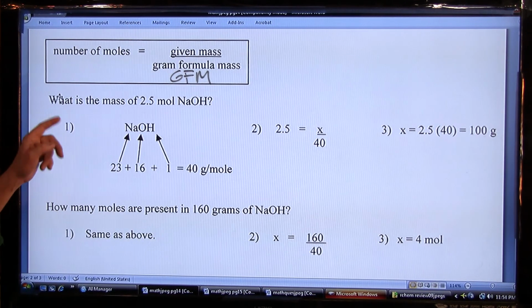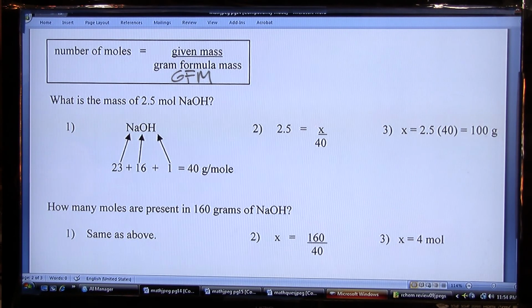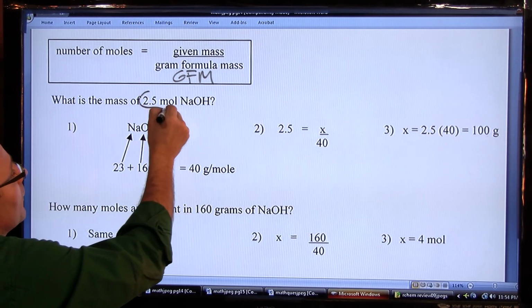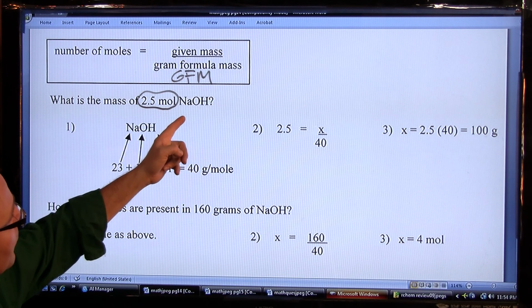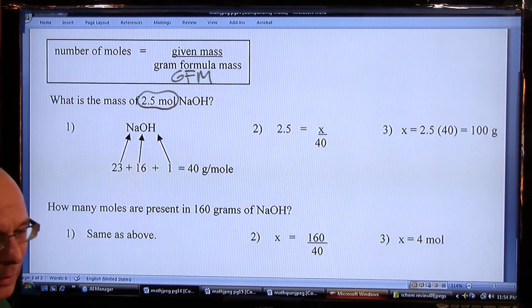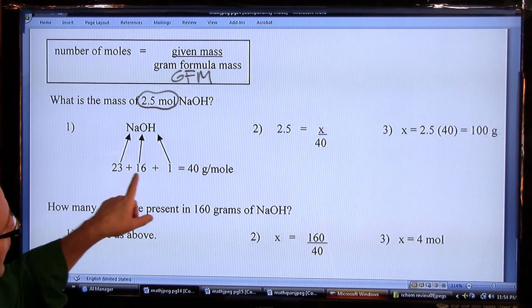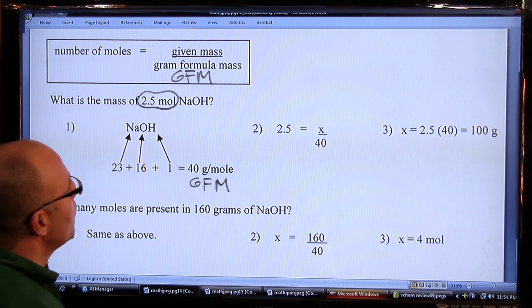Again, what are we asked here? What is the mass of 2.5 moles of NaOH? So we're given the 2.5 moles, and we're given a formula. If they give you a formula, you can certainly find the gram formula mass. Na in your periodic table is about 23 AMUs. Oxygen's 16 and hydrogen's 1, so they add up to give you a gram formula mass of 40.